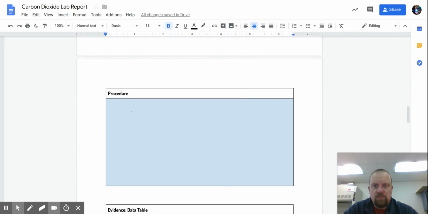Then here, you're going to put in your procedure, and I just want to remind you that the procedure should be detailed, and it should be in numbered steps. So step 1, step 2, step 3, and be as detailed and specific as possible.